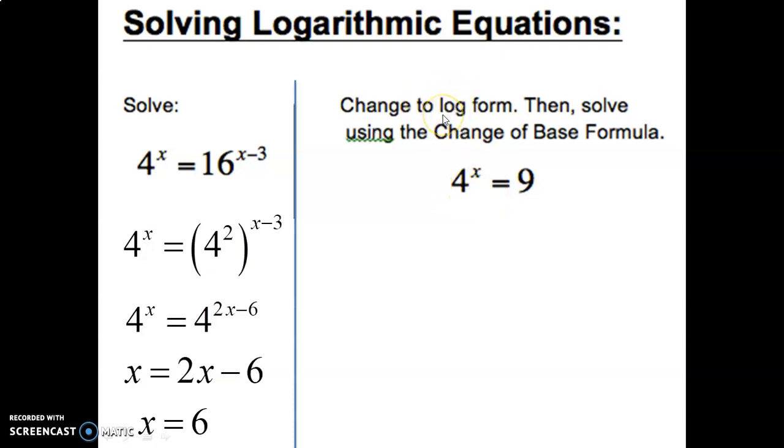And this is one of the main reasons that logs were discovered, I guess. I guess they were discovered, or were they created? Anyway, they were created or discovered for this purpose.